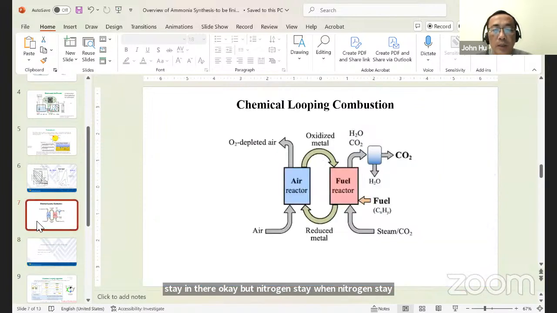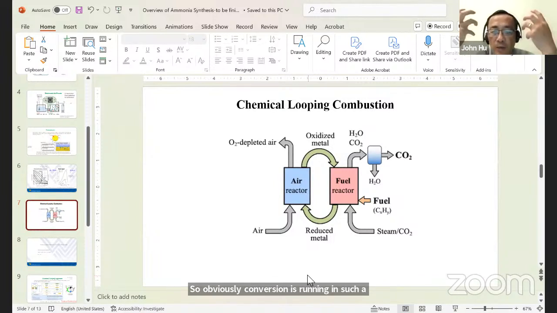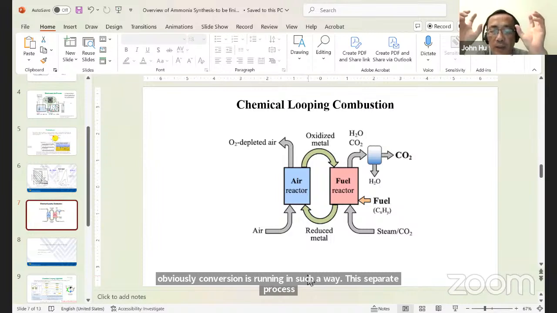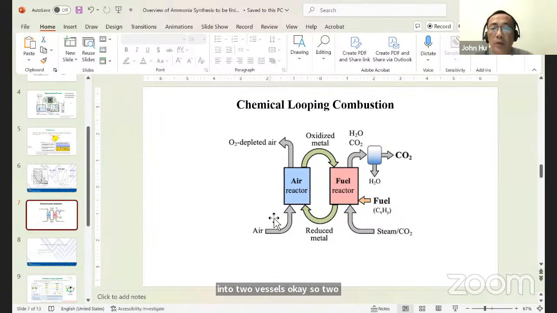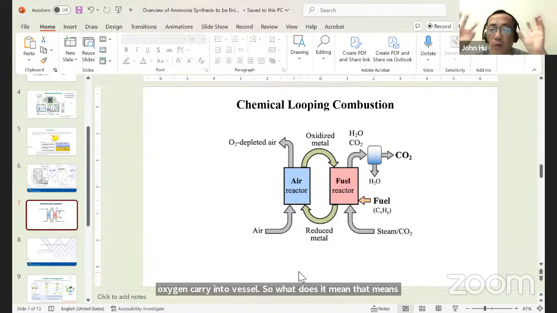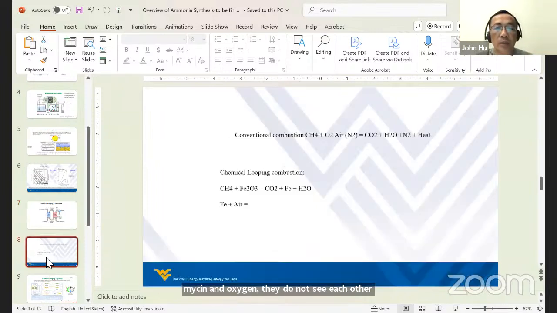So oxy combustion is run in such a way that they separate the process into two vessels, but they use an oxygen carrier. Oxygen carrier means it's a solid. Instead of burning methane in one vessel, they circulate this oxygen carrier in two vessels. That means methane and oxygen do not see each other. Back to this graph: here methane and oxygen see each other because you use air, so nitrogen is present in the flue gas and CO2 gets diluted.